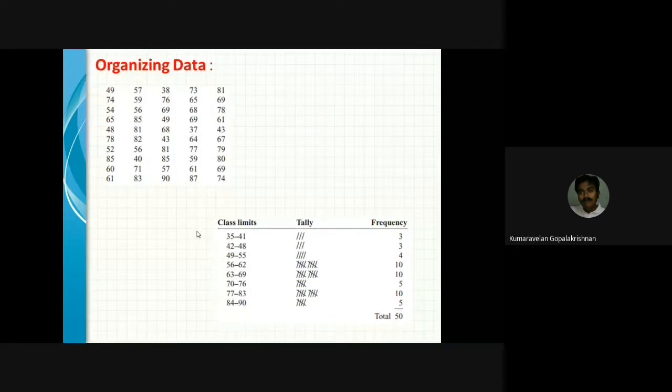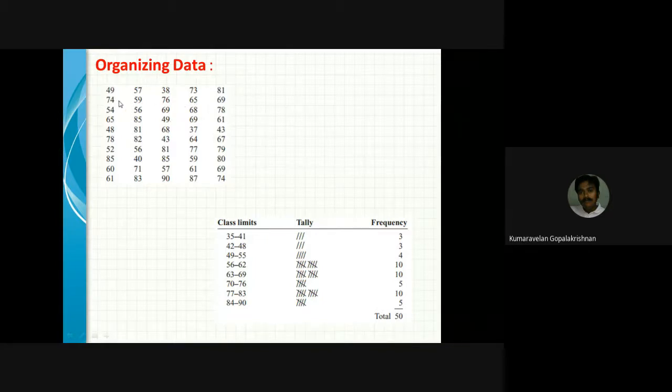So the first part in statistics, I explained how to collect the data. That's all. The next most important thing is how to organize the data, right? That is the thing I am going to focus on right now. See here, you have some pool of data. Obviously, you will say this data is quantitative in nature. That is continuous data. It's numeric data, right?